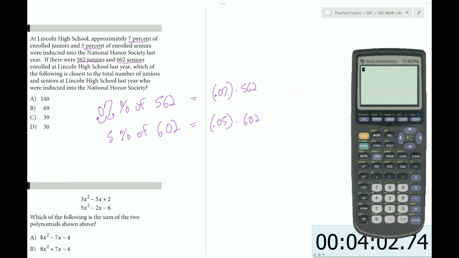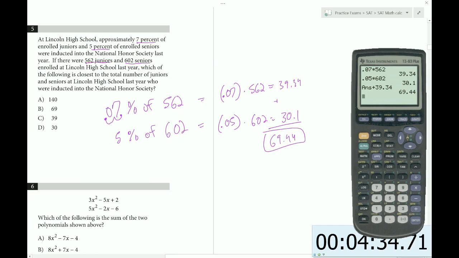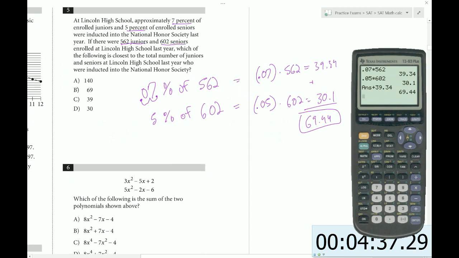Let's use the calculator. So 0.07 times 562, I get 39.34. And then I do 0.05 times 602, that gives me 30.1. So 30.1. Now I just have to add these together. So I add 39.34, and that gives me 69.44. Okay, so it's approximately 69 people, choice B.